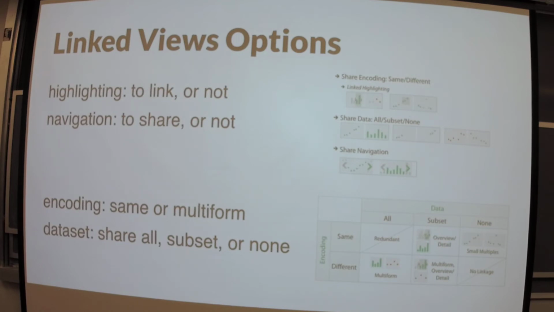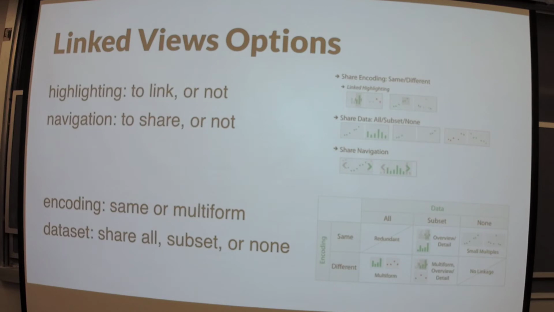Another option for linking them would be navigation. So do I share navigation? For example, I have a map. One of them shows me humidity, and the other one shows me temperature. And then I navigate, and they both zoom and pan and synchronize. So this would be another way to link.